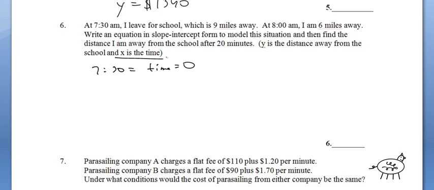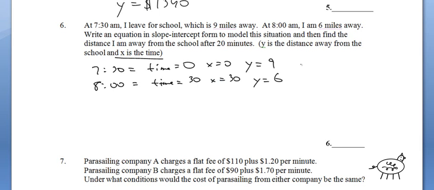So of course x is time, so x equals 0 at 7:30. And I'm 9 miles away. So y is 9. At 8 o'clock, do you guys agree that it's 30 minutes later? So if I start at 0, it's now 30. So of course x is 30. And now I'm 6 miles away. So those are my coordinates. I have (0, 9) and (30, 6).